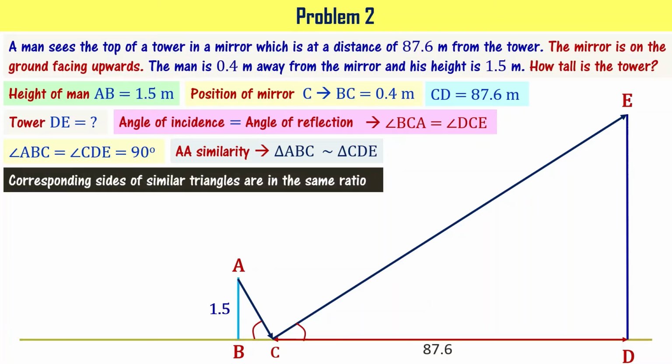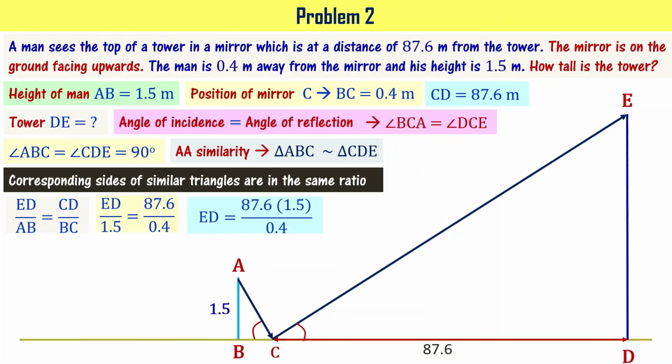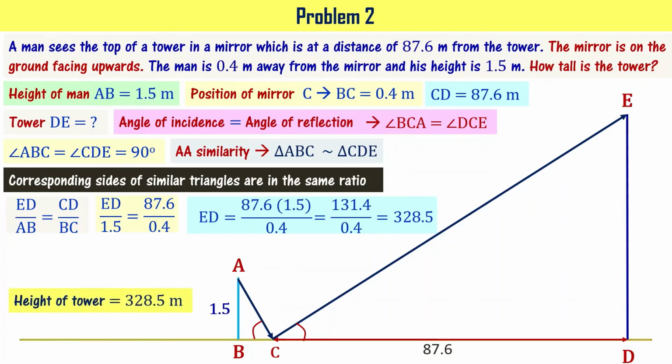We know that corresponding sides of similar triangles are in the same ratio. It means ED by AB equal to CD by BC. Let's substitute values of AB, that is 1.5, CD 87.6 and BC equal to 0.4 and simplify it such that you get ED equal to 328.5. To answer the question, the height of the tower is equal to 328.5 meters. Please note this point.